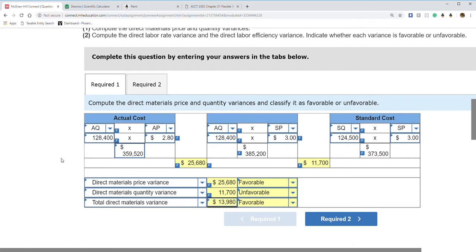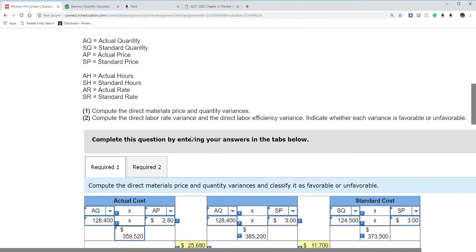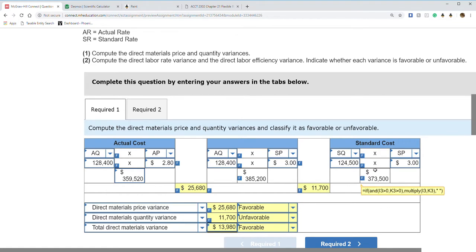They're going to take the actual cost over here, actual quantity, actual price, and you're going to fill this in according to the chart, just right up here. And they've already done the multiplication. You just have to put the number in. And same thing over here with standard. The only thing you gotta figure out is standard quantity.